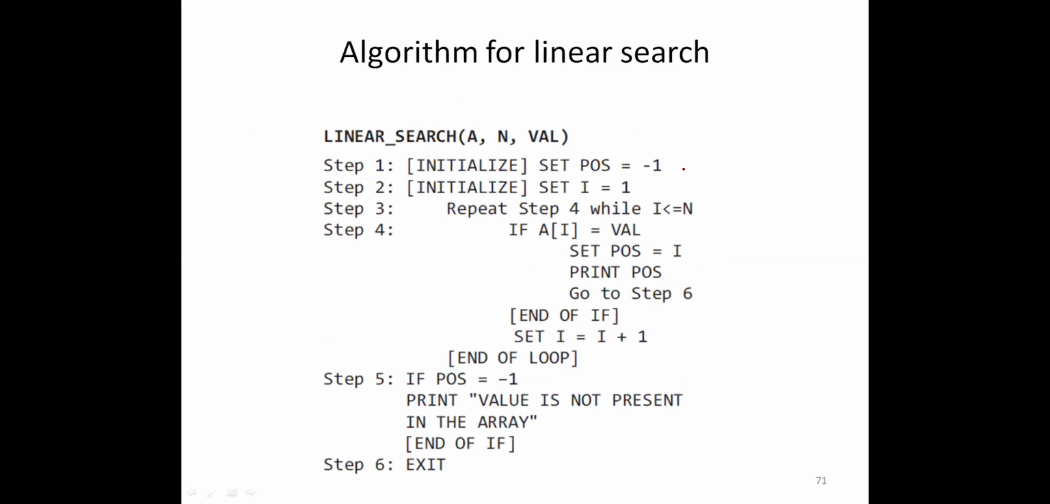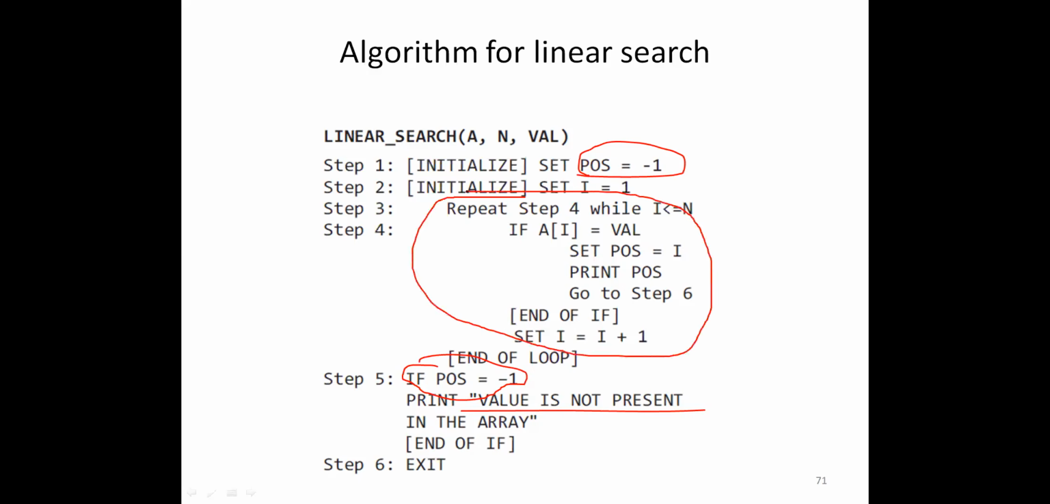Initially we are setting position equal to -1. It will change if you find an element. If you are not finding an element, then finally if position equal to -1, you will say that the value is not present. If the -1 is not changed, it means that we have not found the value. So this is a step; we are going to iterate the array. That's all. Simple for loop.